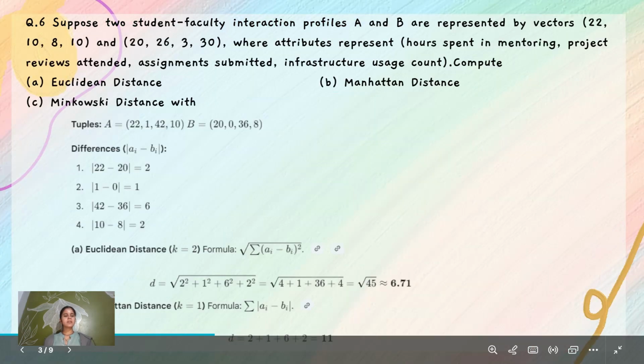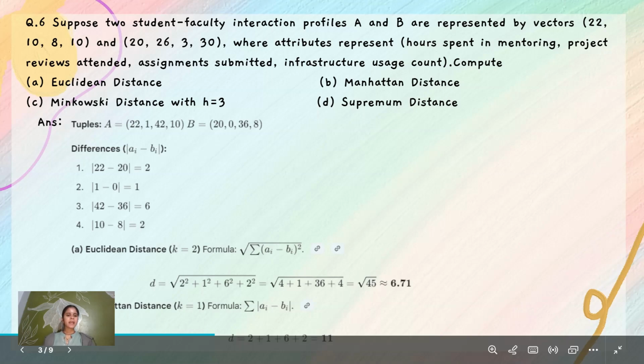Now move to the next question, question number 6. Suppose two student faculty interaction profiles A and B are represented by vectors 22, 10, 8, 10 and 20, 26, 3, 30 respectively, where attributes represent hours spent in mentoring, project review attendance, assessment submission and infrastructure usage count. Compute A, Euclidean distance, B, Manhattan distance, C, Minkowski distance with h equals 3, and D, supremum distance.